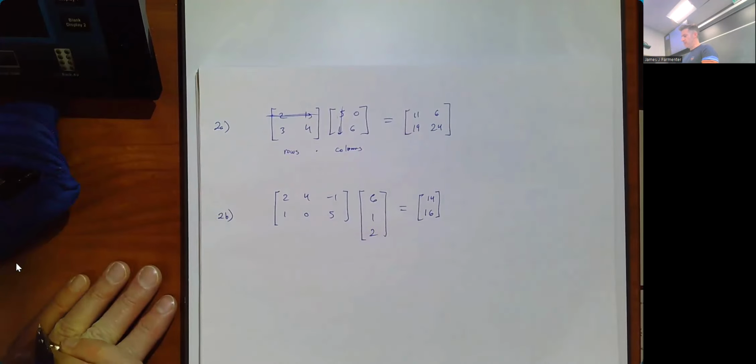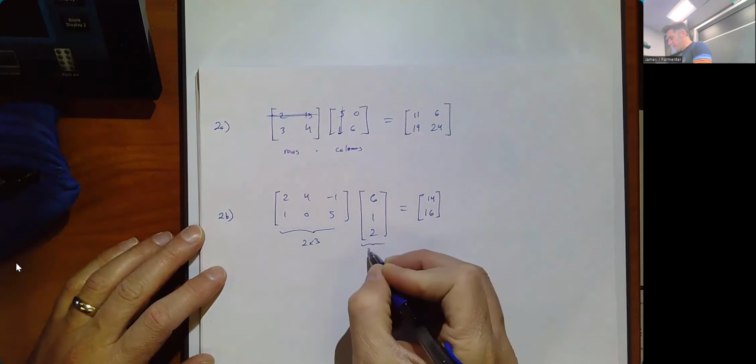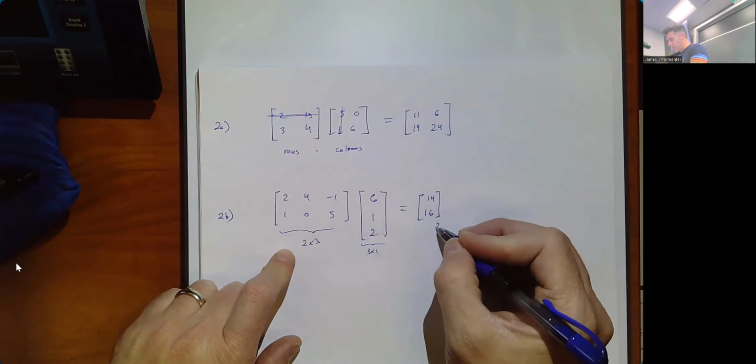Is that the right size? Let's see. That's a 2 by 3. That's a 3 by 1. The inner dimensions match. The outer dimensions are 2 by 1, which this is a 2 by 1. Good to go.